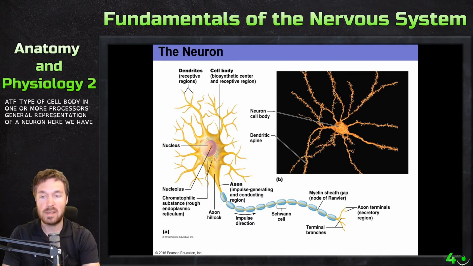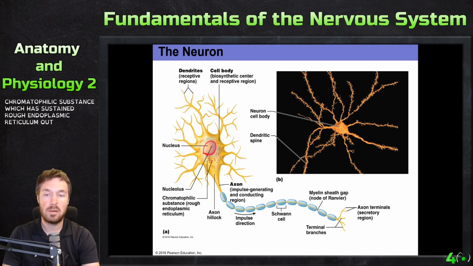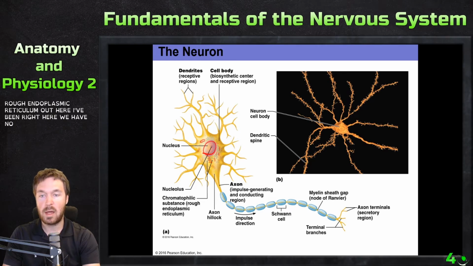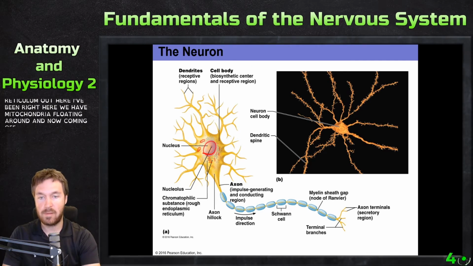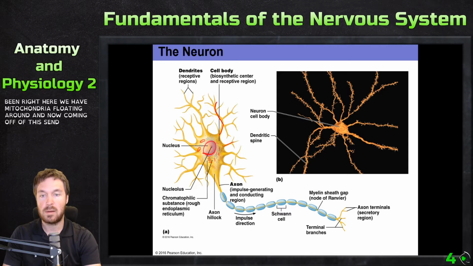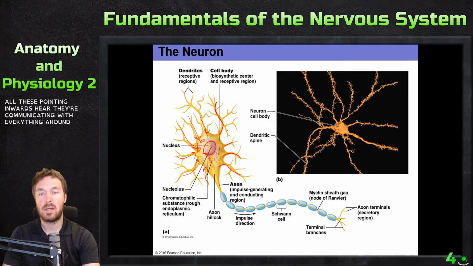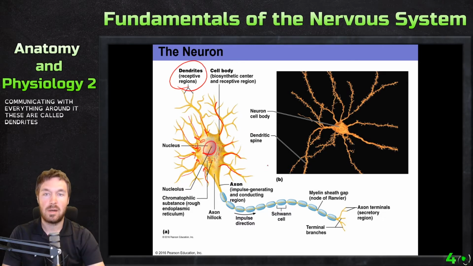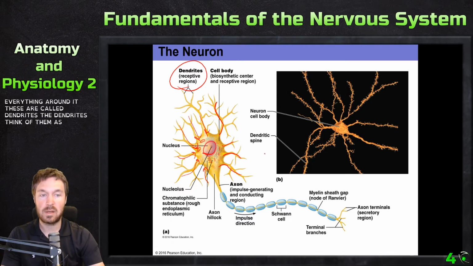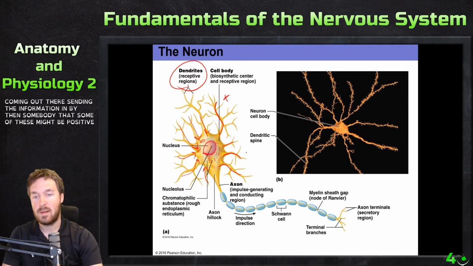So right here we have the cell body with the nucleus in here. That's the nucleolus. And then there's also some chromatophilic substance, which is this stained rough endoplasmic reticulum out here. Then right here we have mitochondria floating around. And now coming off of this, sending the signals in, imagine all these pointing inwards here. They're communicating with everything around them. These are called dendrites. So dendrites, think of them as fingers coming out. They're sending the information in. They then summate it. Some of these might be positive. Some of them might be negative.